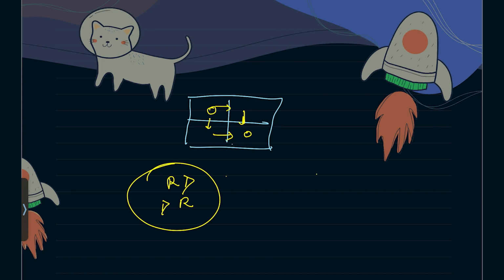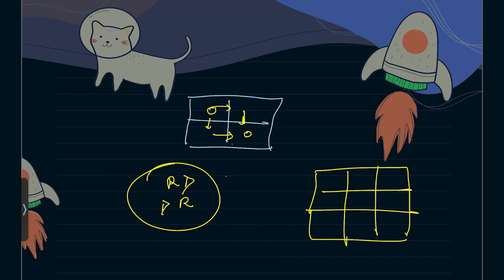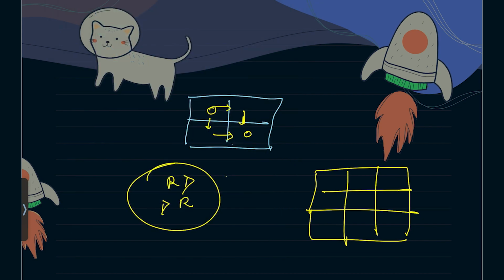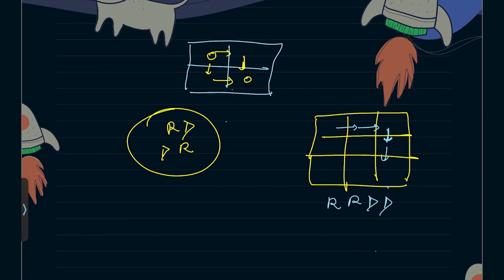Let's make this a little bit big. I won't really list all the paths, but I would just tell you some of them. So the very first path can be right, right, again right, and then down. Down would come here and then again down, down, down. This is one path I can have.